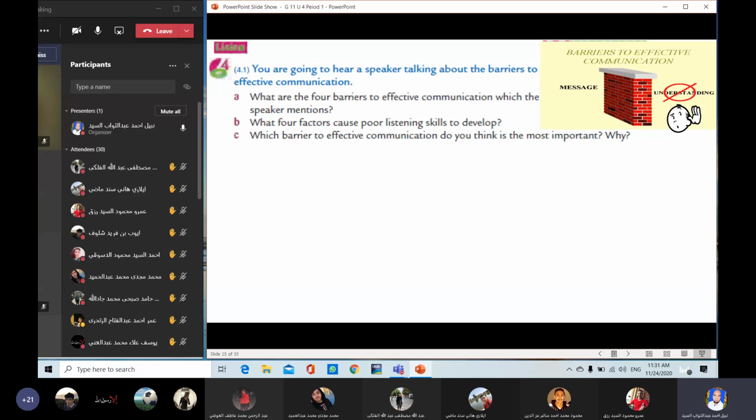What are the 4 barriers to effective communication which the speaker mentions? There are 4 points considered obstacles to effective communication. What are the 4 barriers or 4 obstacles, 4 problems? Ayub bin Farid.